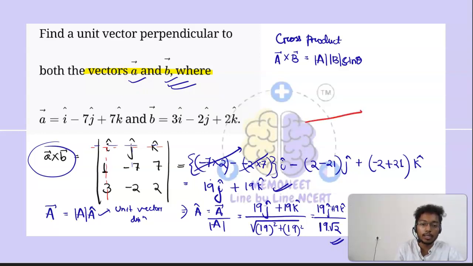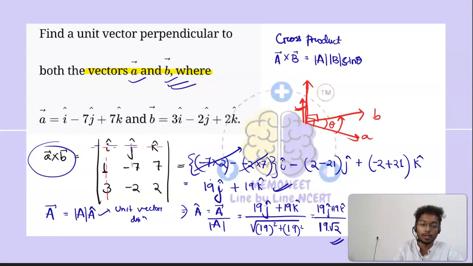How can we say this? Let's say this is the a vector and this is the b vector, and the angle is theta. The product a cross b will be in this direction, which is perpendicular to a and perpendicular to b. We have found the unit vector which is parallel to this vector, and this vector is perpendicular to the a vector and perpendicular to the b vector.